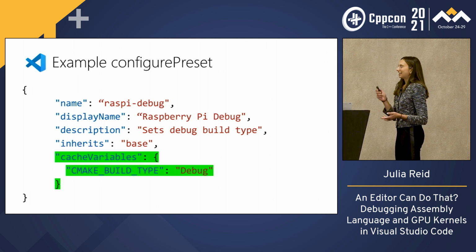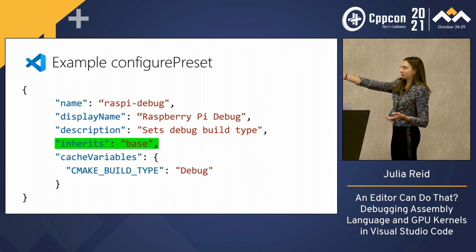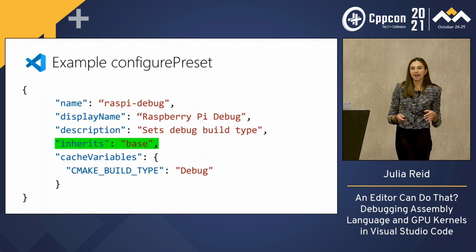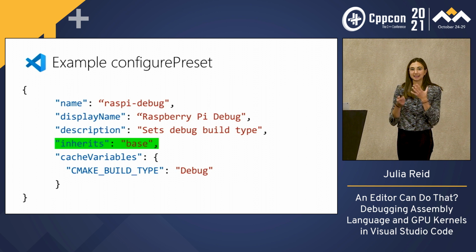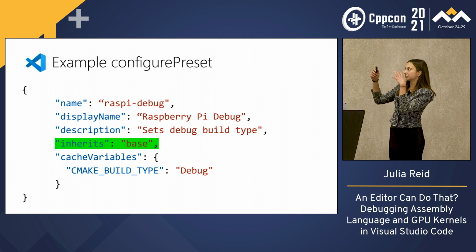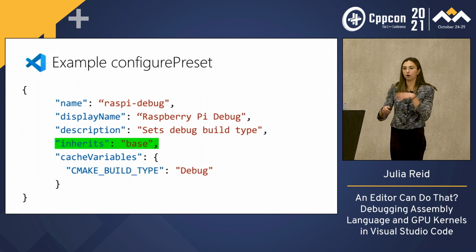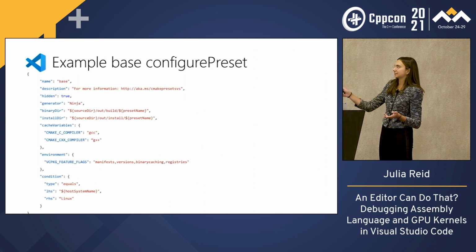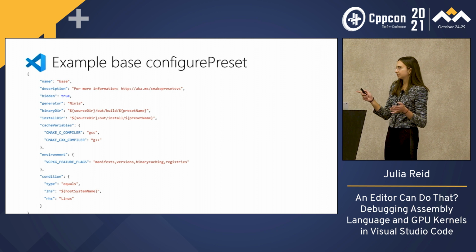It seems a little bare, so it's also inheriting something called base. CMake presets support inheritance, and it's common practice that you would have a hidden base configure preset that sets things like the architecture, the generator, the install directory, and the binary directory. Then you can define additional presets that inherit from this base configure preset and either add additional properties or override some of the values in the base configuration. So this is the base configure preset that I have for my Blink project.